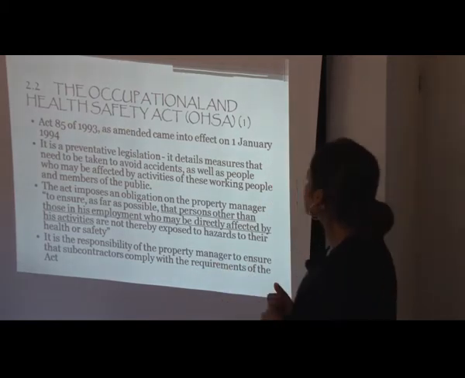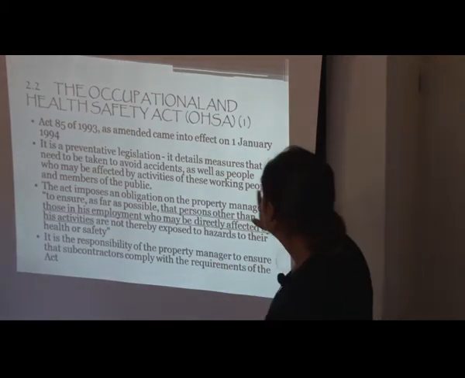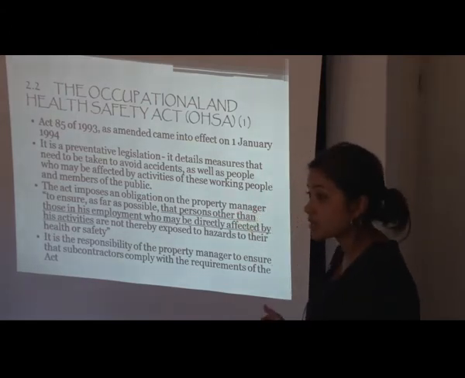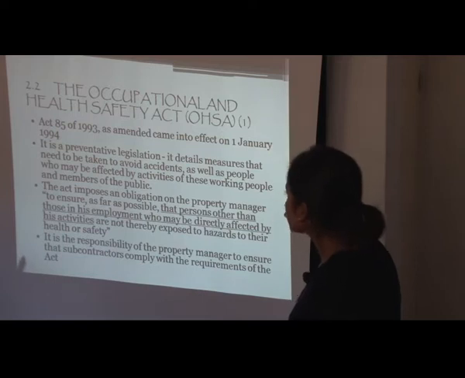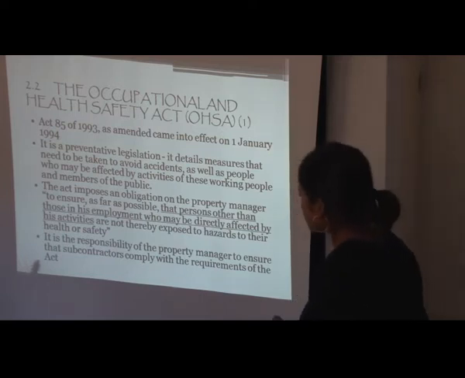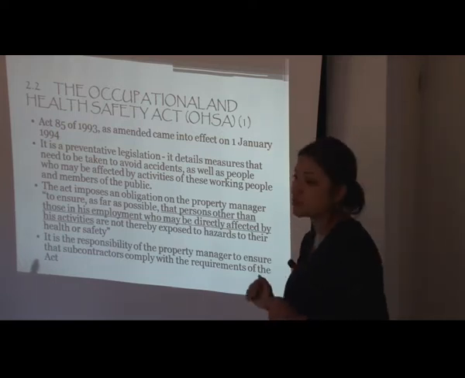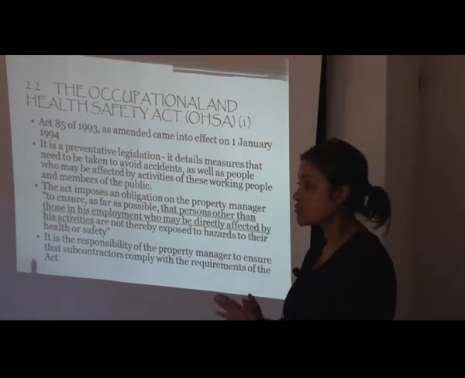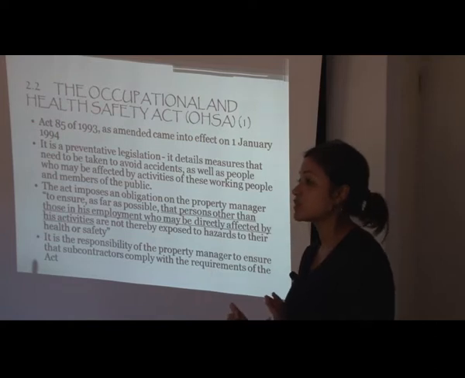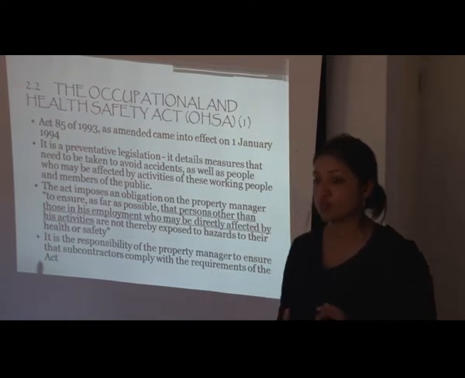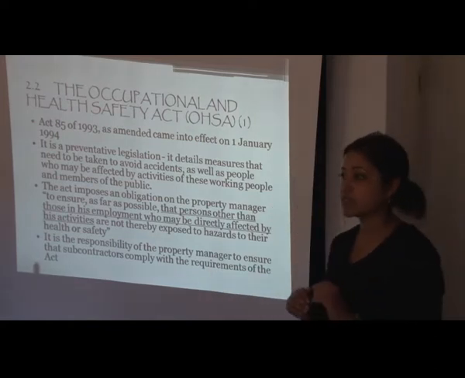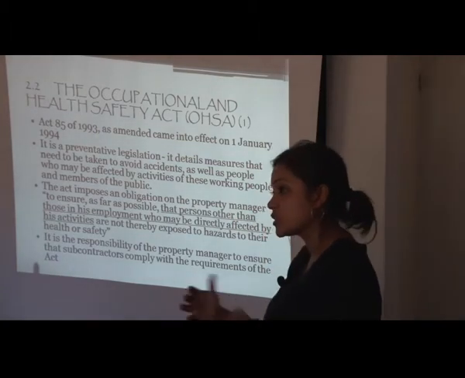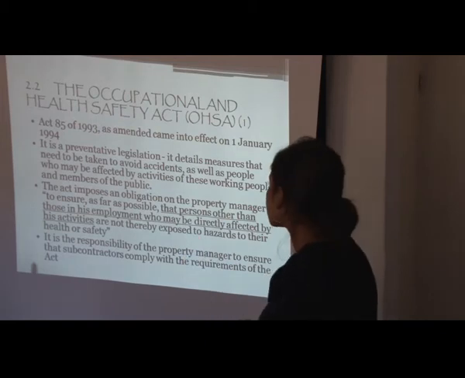It details measures that need to be taken to avoid accidents, right? As well as people who may be affected by activities of these working people and members of the public. So basically you are bound to make sure that everything in your building is in proper working condition. You're not going to expose your visitors to a broken escalator, as an example, right? Because that could become a criminal offense if you didn't take steps to prevent that, right?